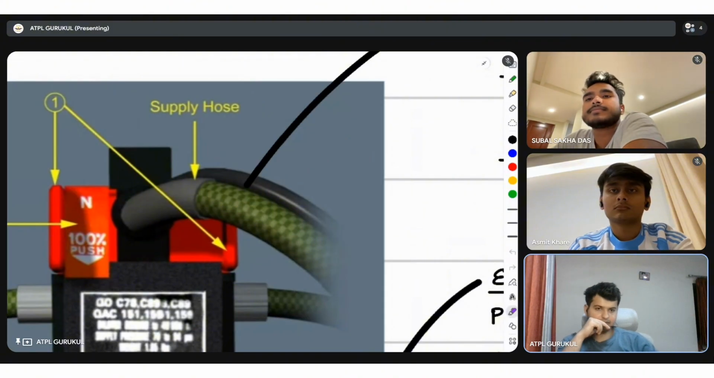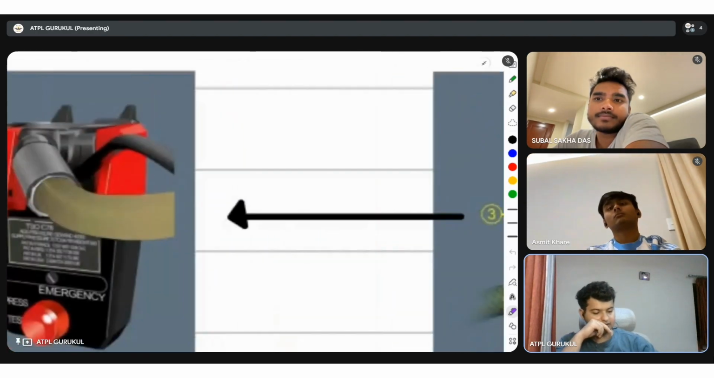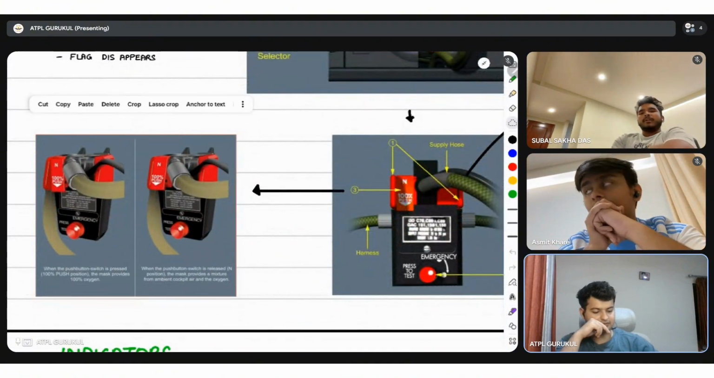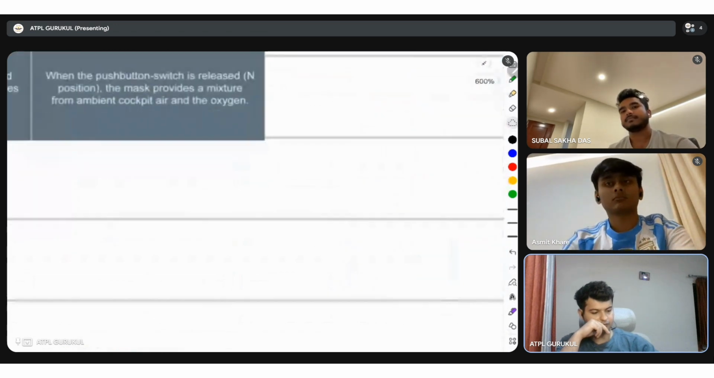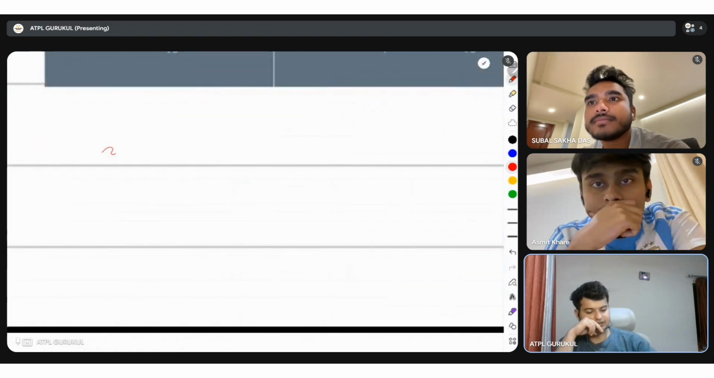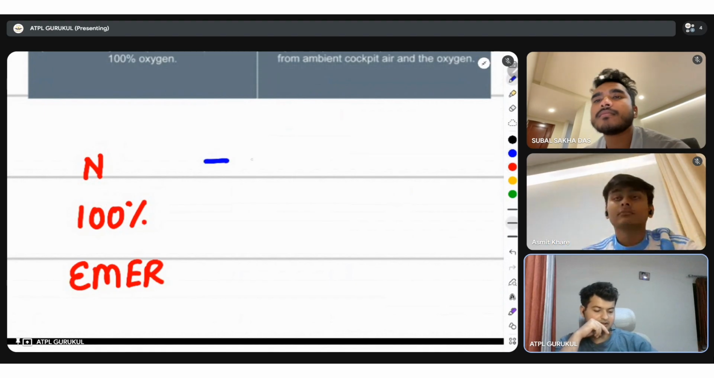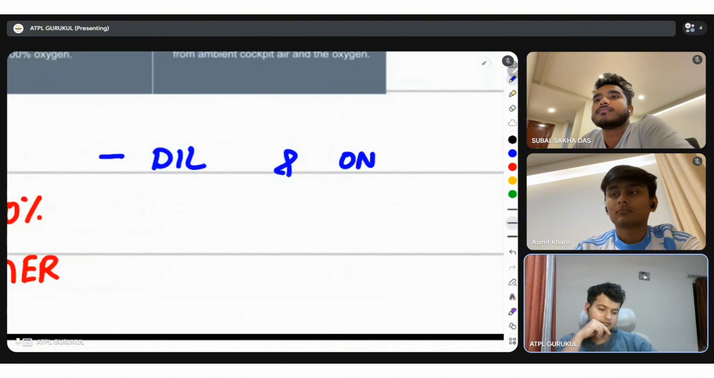At any given point of time, if you need 100% oxygen at positive pressure, look, we have three basic settings. We have three ways or three particular settings in which oxygen is provided to you. What are the three settings? The first setting is N, the second setting is 100, and the third setting is E. What is the difference? Normal, you have diluted oxygen on demand.